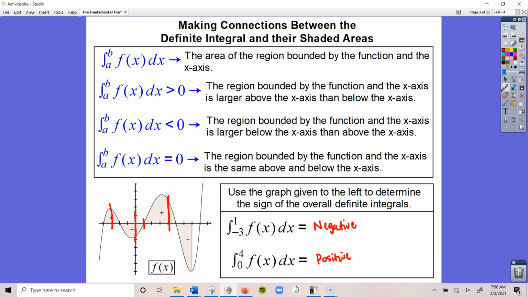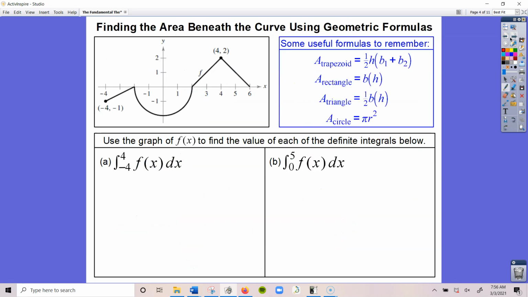So now let's apply these geometry principles to some of these integrals. Here we have this graph that consists of some line segments as well as a semicircle. As a reminder, I put here all of the areas that you should know by heart. The area of a trapezoid is 1/2 times the height times base 1 plus base 2. The area of a rectangle is base times height. The area of a triangle is 1/2 of base times height. And the area of a circle is pi r squared.